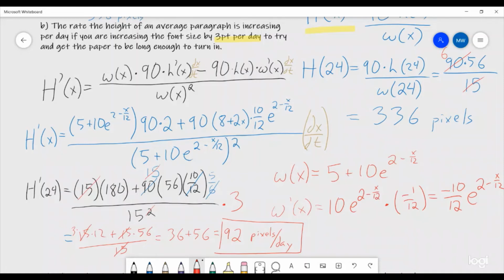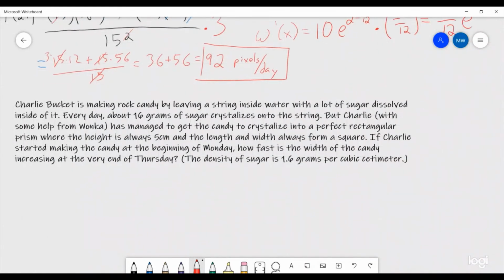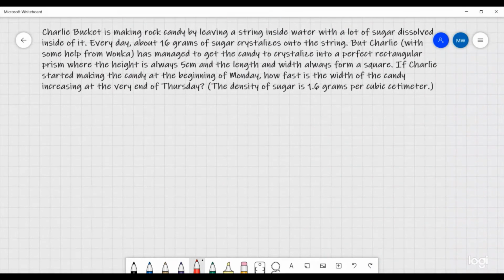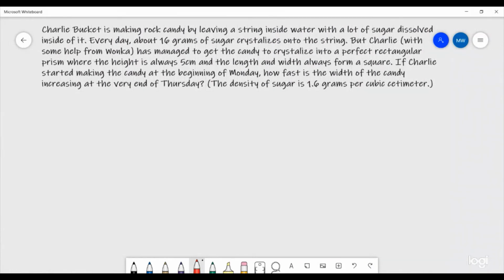So let's now do the second problem that I have prepared. So we have a problem involving Charlie Bucket. Charlie Bucket is making rock candy by leaving a string inside water with a lot of sugar dissolved inside of it. Every day, about 16 grams of sugar is crystallizing onto the string.